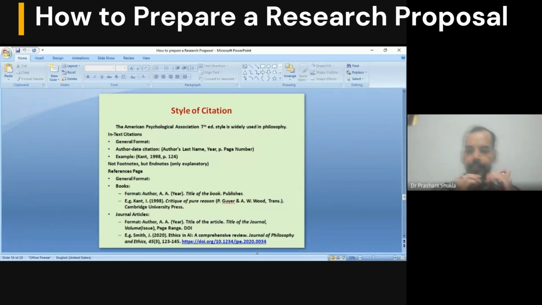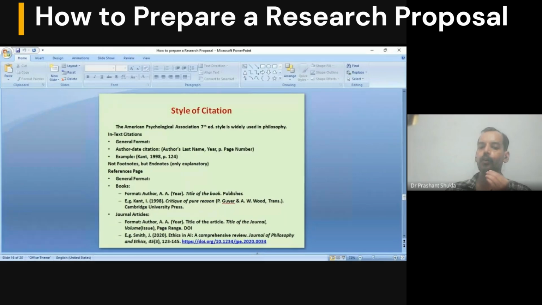Now, the style of citation. In the general format, as we have already done, the author's last name comes first, then the year, then the page number. For example, Kant, 1998, page 124. This will go in the in-text citation. You are not supposed to give it in a footnote or endnote. So I will simply write Kant, 1998, page number 124, within the paragraph or as the paragraph ends. You might ask where Kant has said so. The details of this particular book of Kant would be mentioned in the references or bibliography at the end.